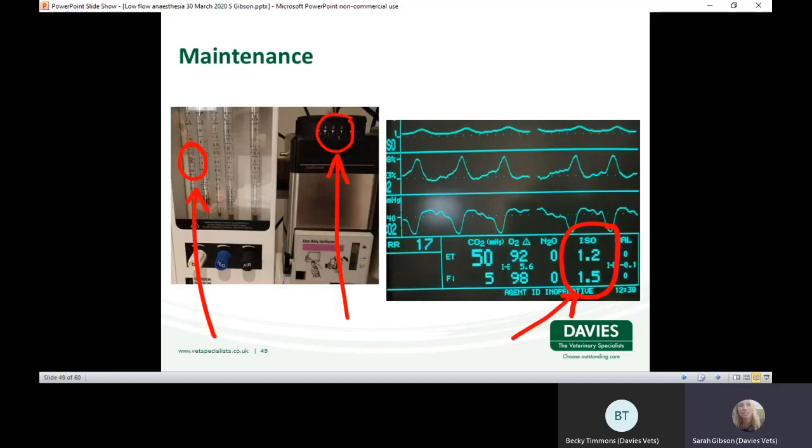So here's an example of a maintenance phase in a patient. We've reduced the fresh gas flow of oxygen to half a litre per minute, and the vaporiser setting is about 2.3%. And this is resulting in an inspired isoflurane concentration of 1.5% and an expired concentration of 1.2%.